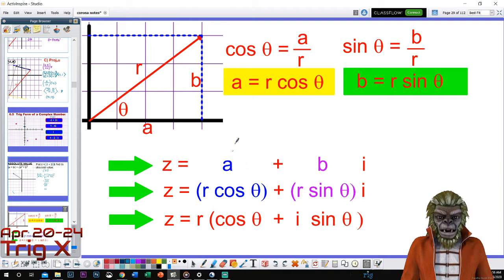So instead of a here, I'm going to substitute r cosine theta. Instead of b, I'm going to substitute r sine theta. Since they both have an r in common, I'm going to factor out that r in the front. So this thing right here, this is considered trig form of a complex number. r is on the outside. Remember, that's the distance or the radius. And then your cosine theta plus i sine theta goes inside.